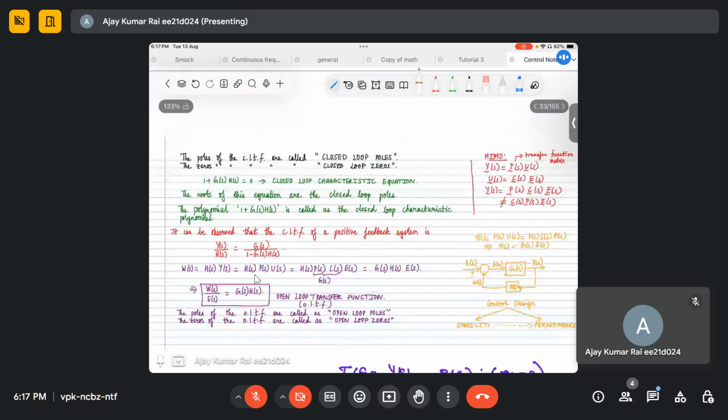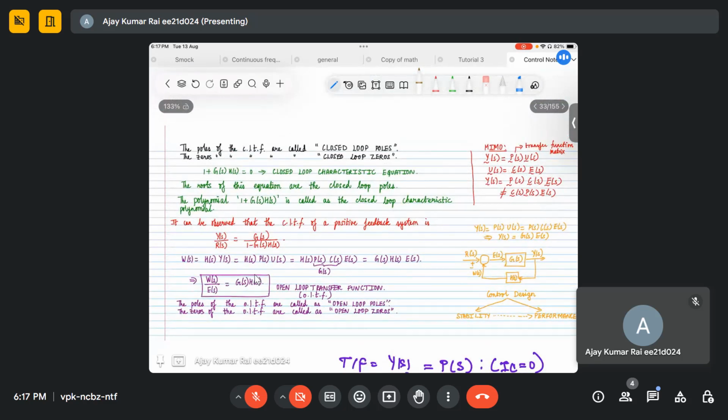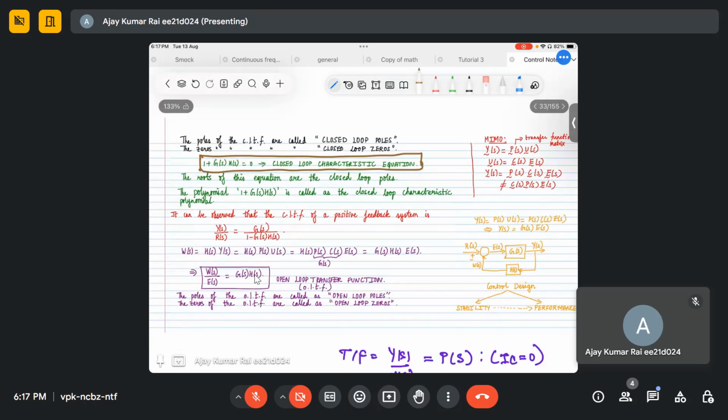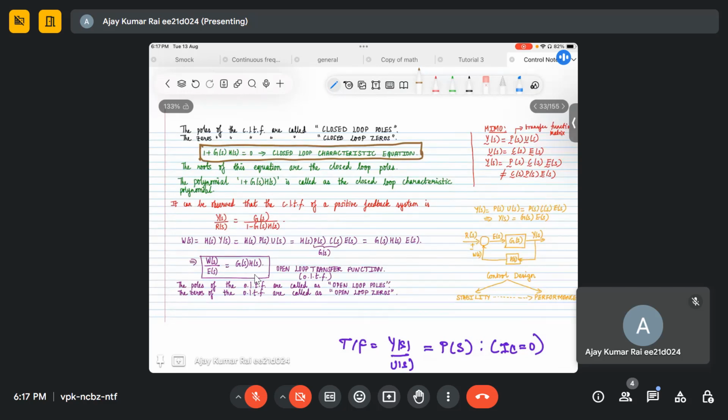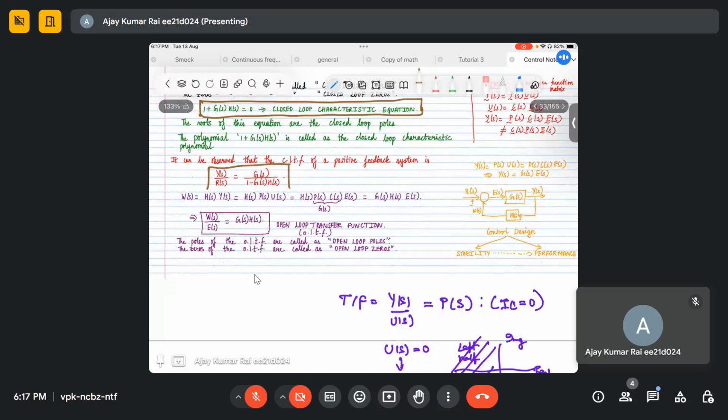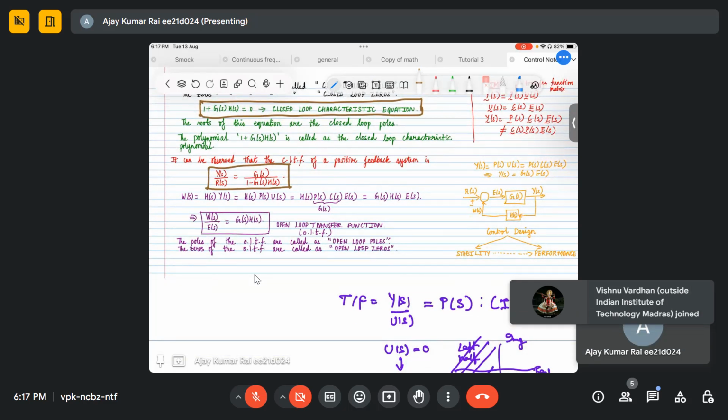You know the poles of the closed loop transfer function are called closed loop poles. And a very important thing here: 1 plus G(s)H(s) equal to 0 is called the characteristic equation of the closed loop transfer function. This is very important because we have to find the poles of the closed loop transfer function. This term will be very important in our further lectures. They have derived the transfer function for the positive feedback.